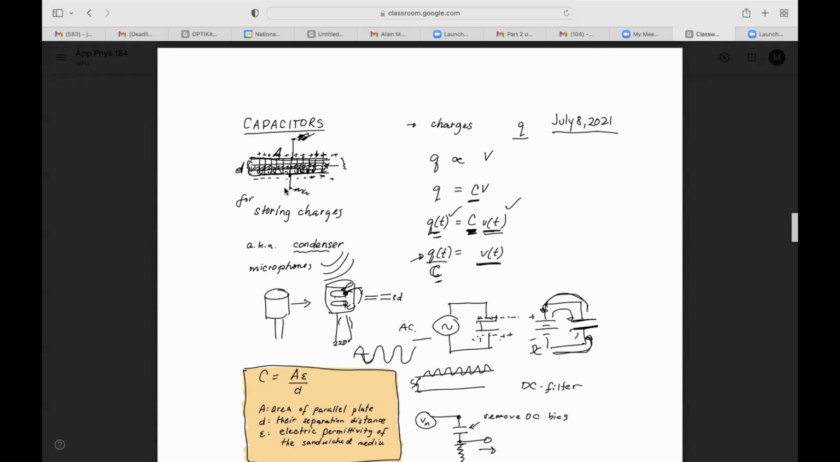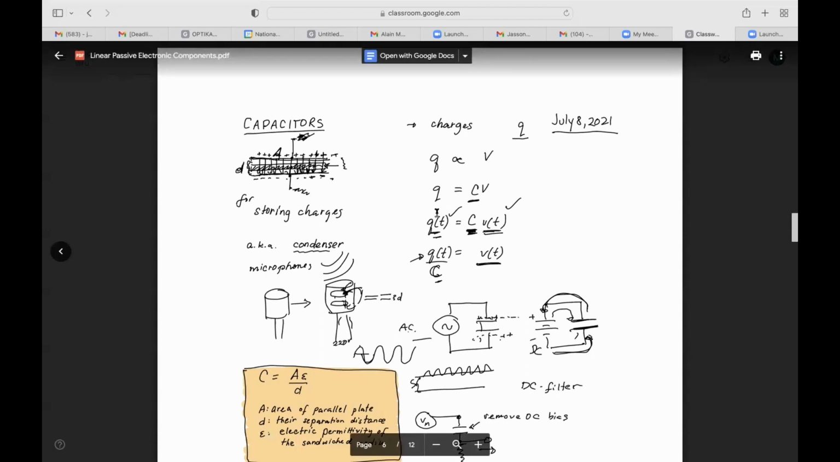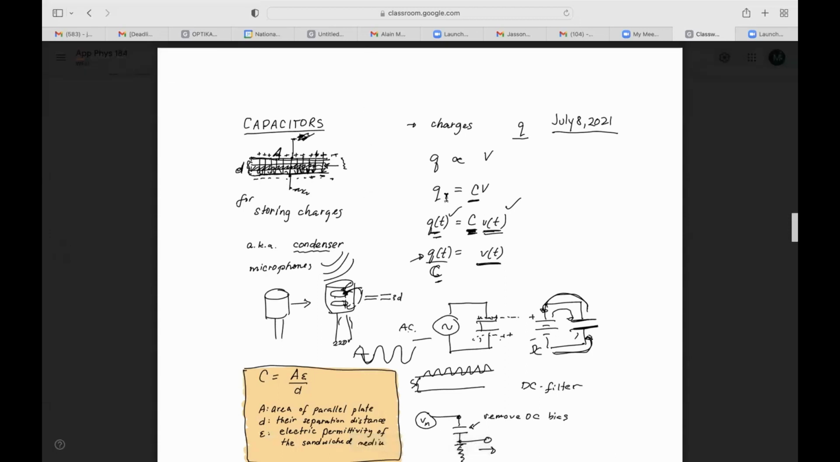Here you see that the amount of charge between the plates is proportional to the voltage, and the proportionality constant is the capacitance. And if the voltage across the capacitor changes in time, so will the charge. No? But still the proportionality constant, the capacitance, remains the same. And therefore, the voltage across the capacitor can be expressed as charge over C. Okay. Capacitors are also known as condensers.